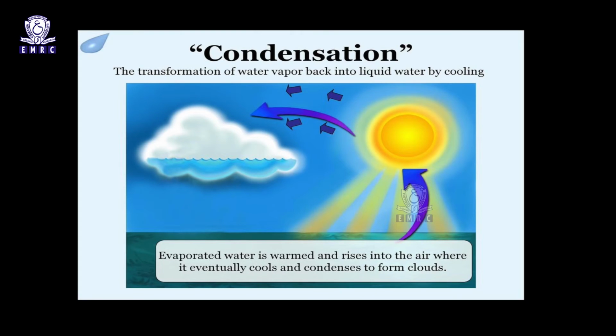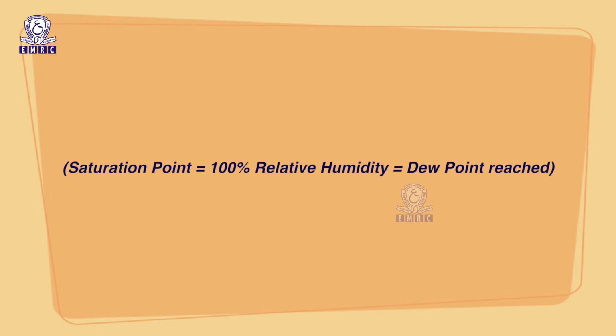How? When moist air is cooled, it may reach a level where its capacity to hold water vapor ceases. I mean to say, it is actually a saturation point. So, what is the saturation point? Saturation point is equal to 100% relative humidity, which we also call the dew point. That is what I was explaining earlier, this 100% relative humidity, before I explained condensation.